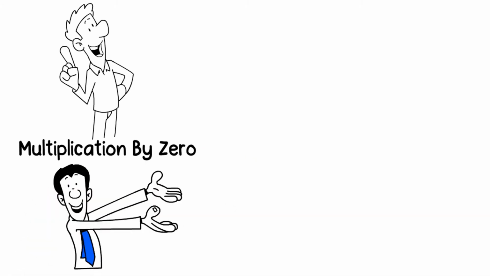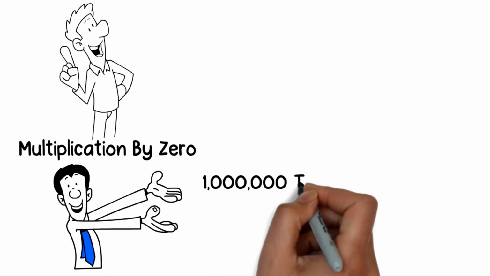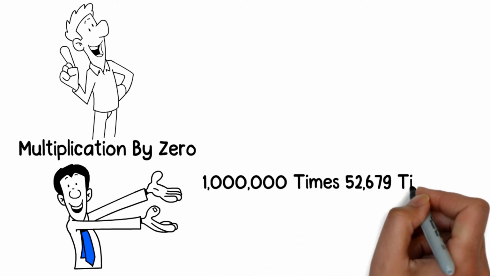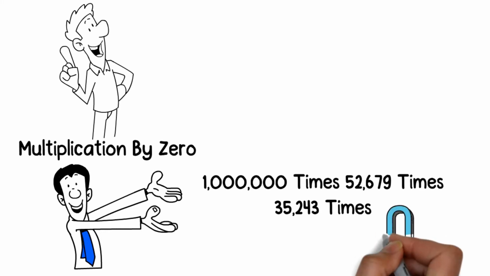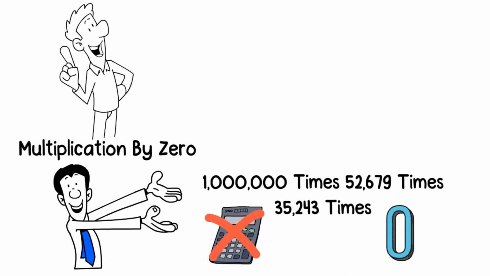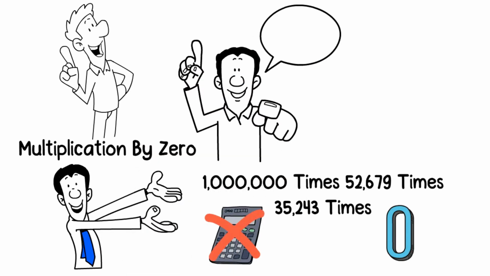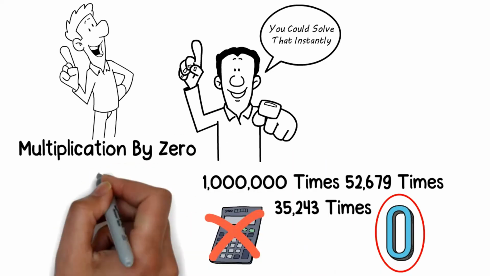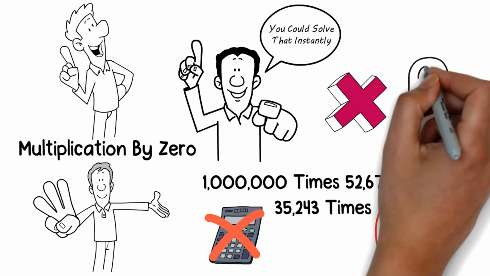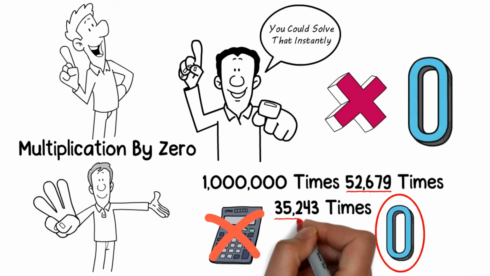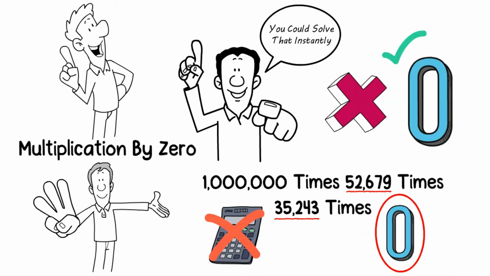Consider this math problem. 1 million times 52,679 times 35,243 times 0. Without a calculator, if you picked up on that last number, you could solve that instantly. The answer is 0. Why? Because the first three numbers don't matter. Once we multiply by 0, the other numbers mean nothing. The entire product goes to 0.